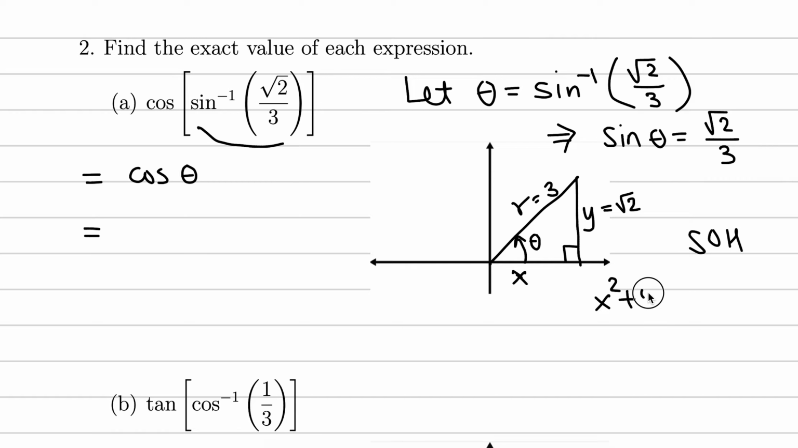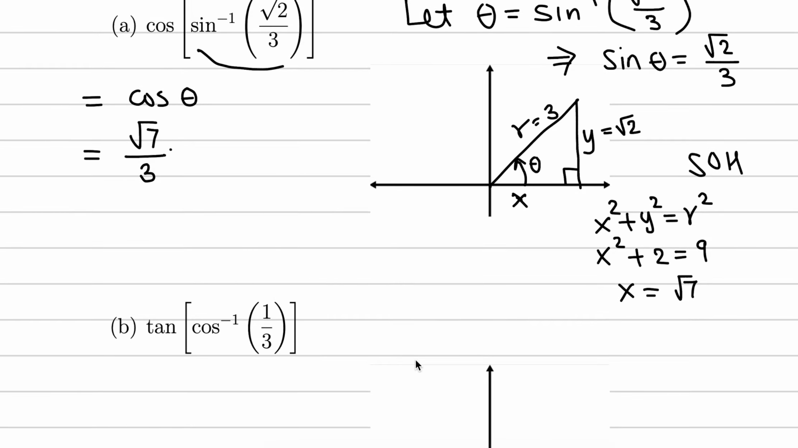x squared plus y squared equals r squared, unknown x squared plus y squared, root 2 squared just 2, r squared 3 squared 9, subtract 2 from both sides, that's 7, and x is the square root of 7, and this is in first quadrant, so this is positive, so plus or minus but plus. Now we have all three sides. Go back to this question. This is essentially cosine theta. Cosine is adjacent over hypotenuse, x over r, and x is root 7 over 3. Done.